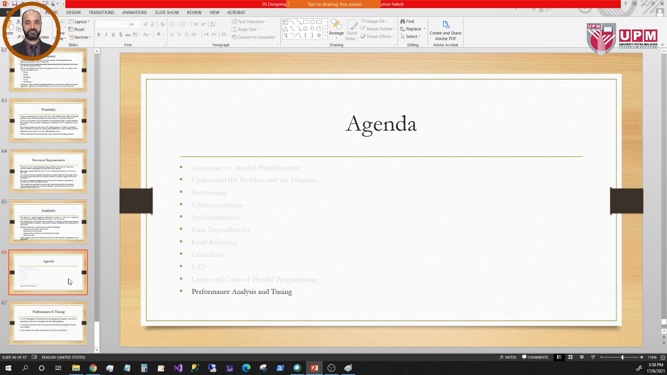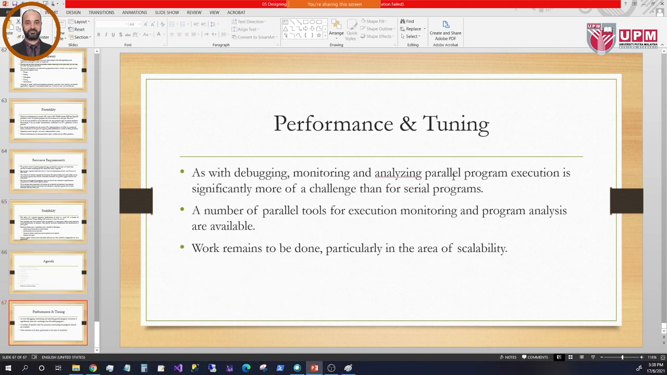Okay. So here the last slide, performance and tuning. As with debugging, monitoring, and analyzing, parallel program execution is significantly more of a challenge than for serial programs, because a serial program computes things one after another, so we don't have any challenge. But for the parallel, we have a lot of challenges. So we have to do debugging, monitoring, and analyzing to improve and tune the program to provide better performance.